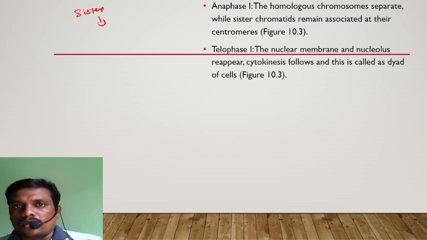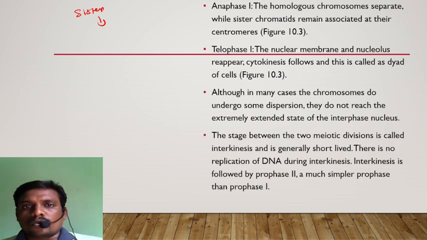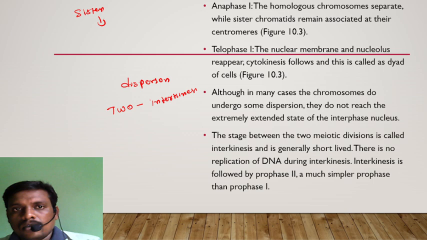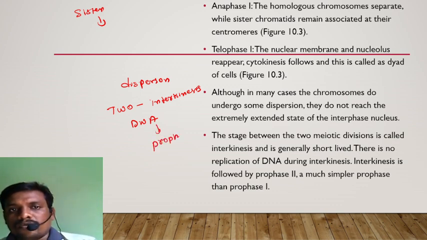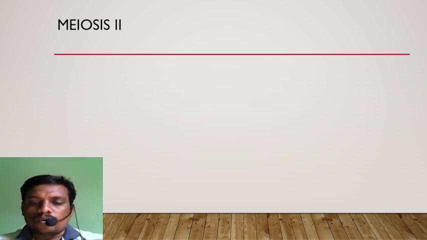Now, telophase I, as I said in the diagram, you can see, although in many cases chromosomes do not undergo dispersion, the stage between the 2 meiotic divisions is called interkinesis. It is generally short-lived. There is no replication of DNA during interkinesis, and interkinesis is followed by the next phase, that is Prophase II in meiosis II. So let us learn about meiosis II in the next coming video.